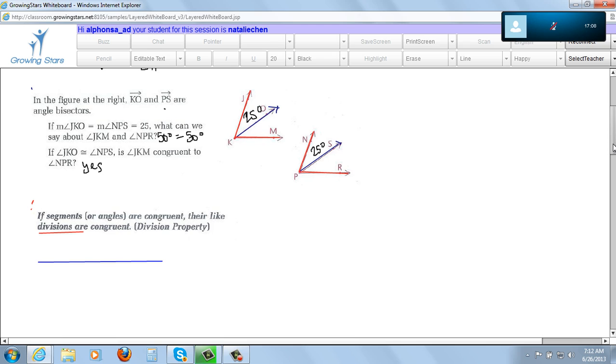Next problem. Alternate interior angle theorem: if two parallel lines are cut by a transversal, then alternate interior angles are congruent. Again, I'll take the consecutive interior angle theorem.